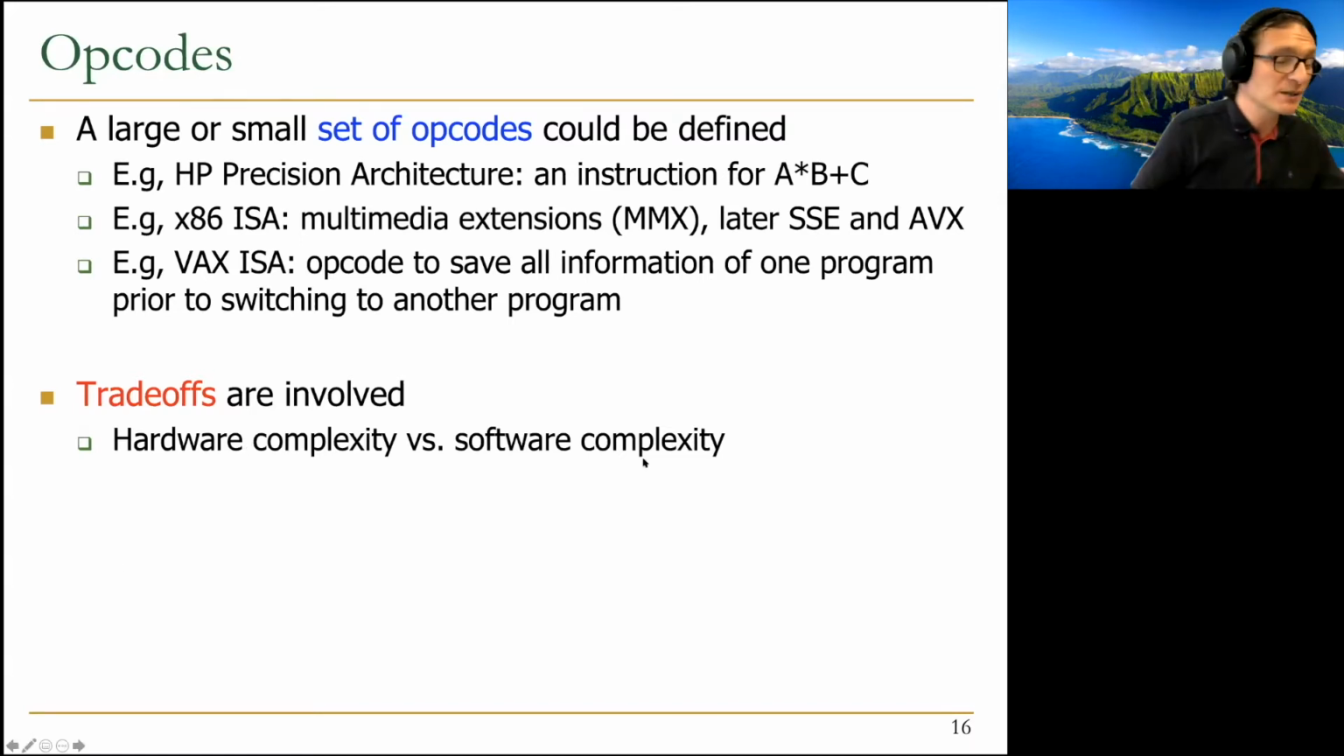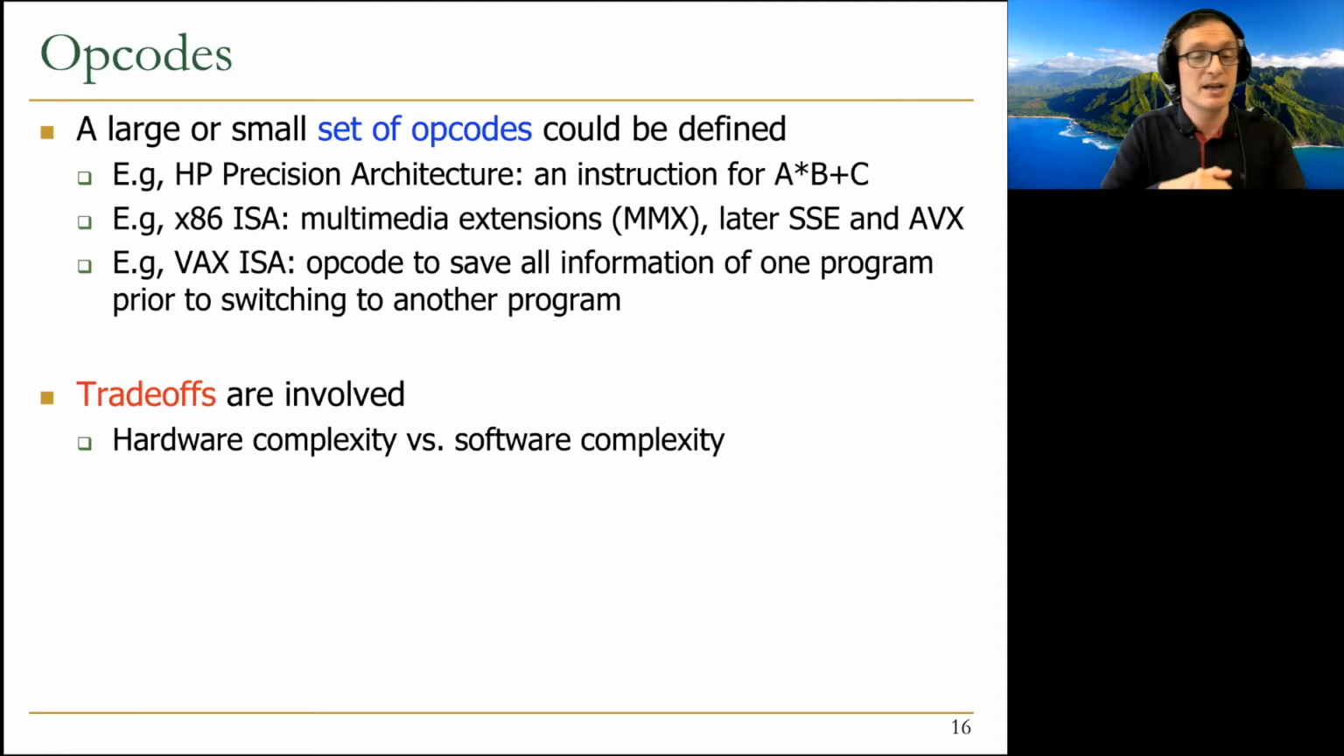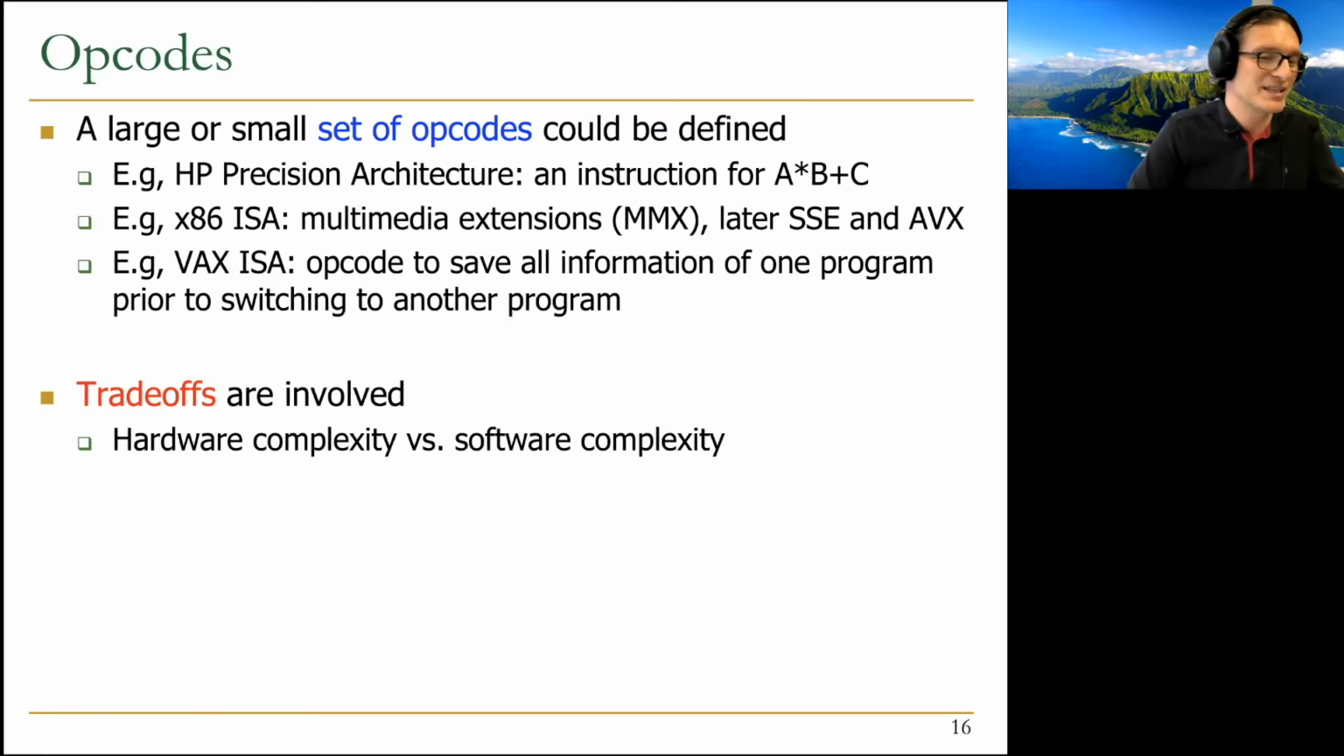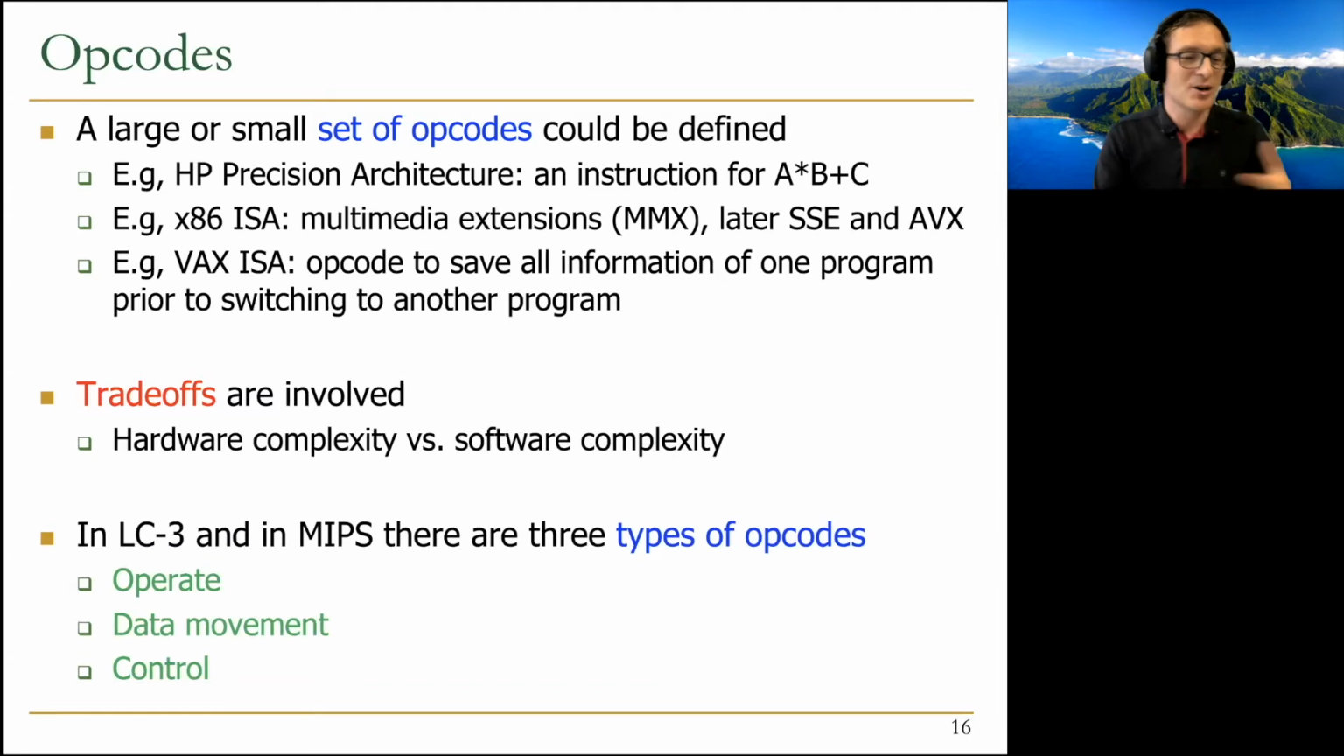And if you have complicated instructions, and a lot of instructions, let's say, then your software is simpler and hardware is complex. That's, of course, general. There could be other trade-offs that may be involved depending on the type of instructions that you introduce. Okay, so in LC3 and MIPS, as we said, we're not going to see these complicated instructions. We're going to see simple instructions. And we're going to start with the simplest ones in this lecture.